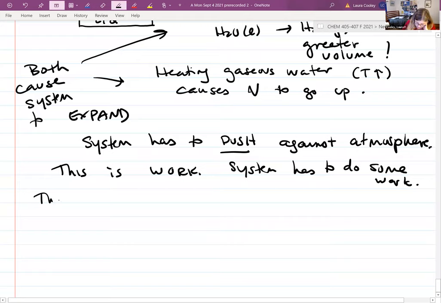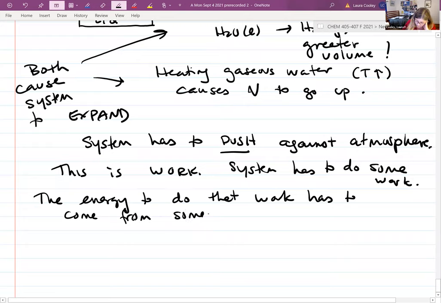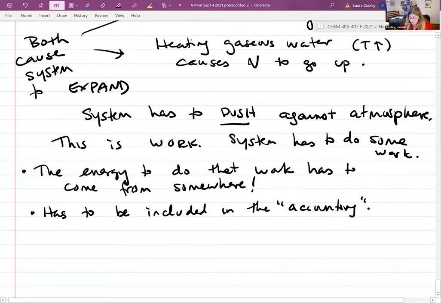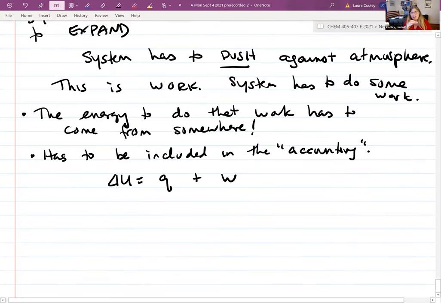Okay, so the energy to do that work has to come from somewhere. It has to be included. And the accounting is really what the first law does, right? The first law says delta U is Q plus W. So we have to add not just the heat that went into the system here, but the fact that the system is doing some work, and that requires energy.